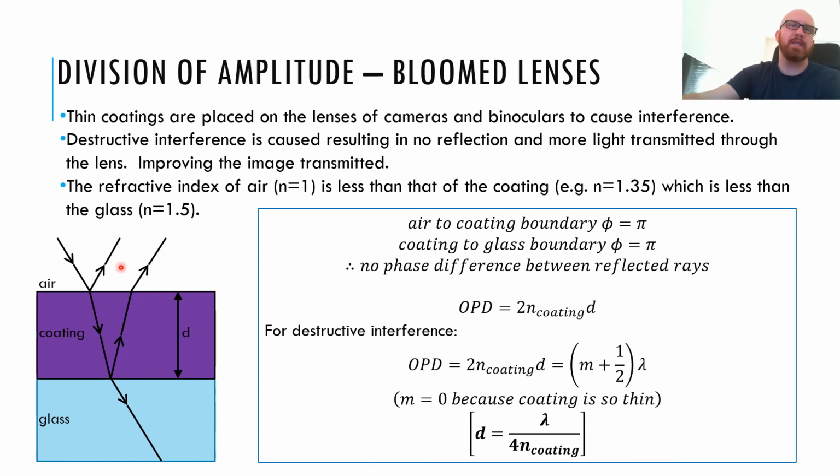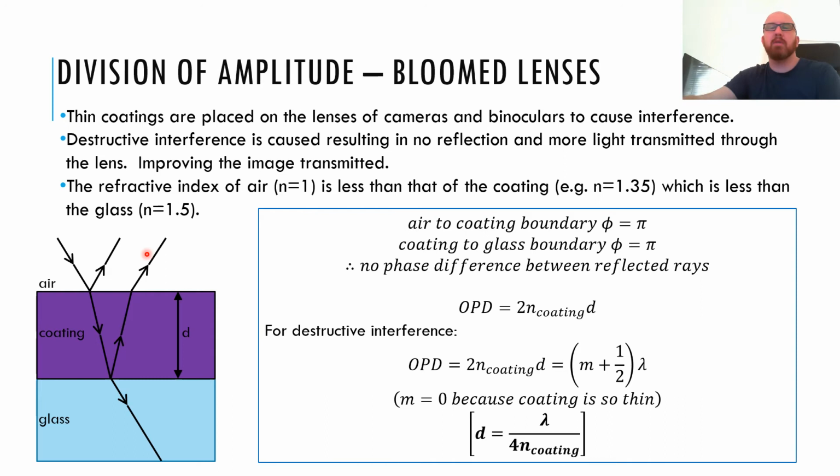So what we want to do is take these two waves coming back and cancel them out, so no reflection and more light transmitted to the lens. We want to cancel these two waves out, and it's improving the image that comes through to the other side. So the air to the coating, which is slightly different here: the air's got a refractive index of 1. The coating is something between the density of the air and the glass, and it's very, very, very thin, and the density has to be less than that of the glass, and the refractive index less than that of the glass.